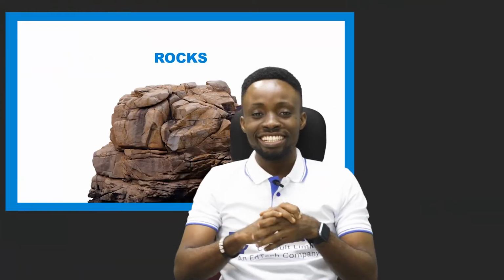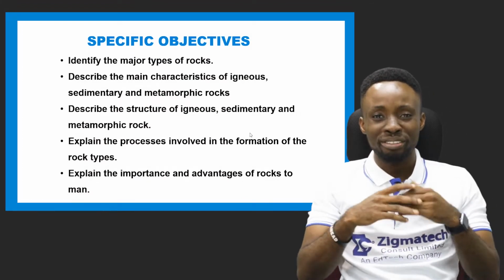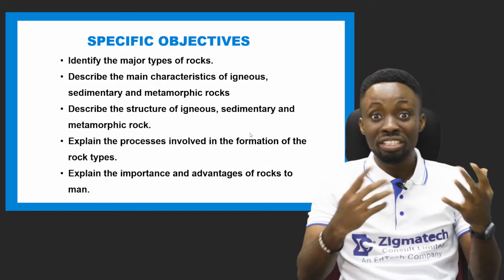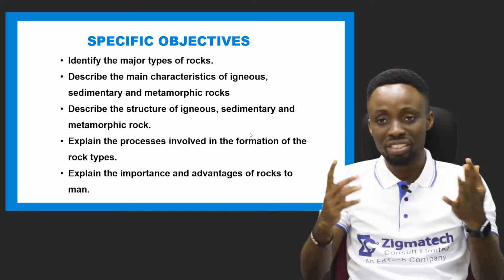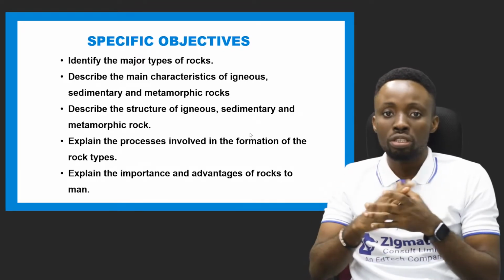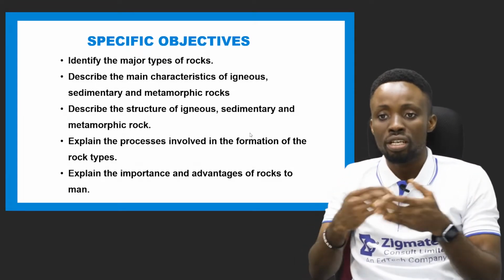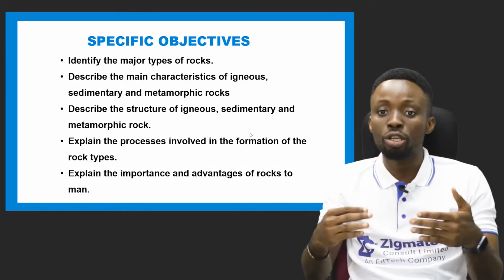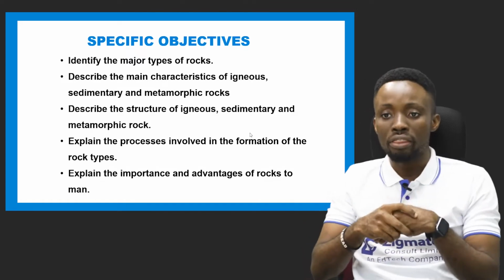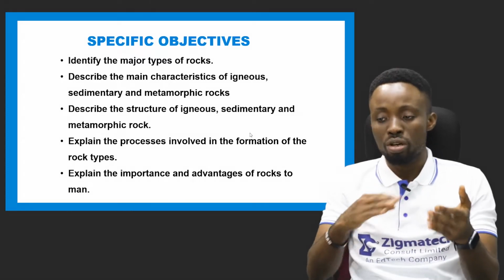So, in today's lesson, we are going to be looking at rocks, and we are going to look at the major types of rocks we have. We are going to look at the characteristics of these types of rocks, which are igneous, sedimentary, and metamorphic. We're also going to be looking at the structure of the igneous rock, the sedimentary rock, and the metamorphic rock. And we will look at the processes that are involved in the formation of these types of rocks. And then we're going to look at the importance and the advantages of rocks to man.